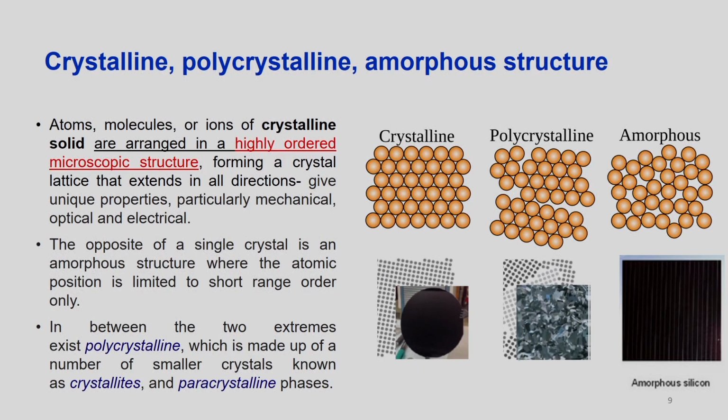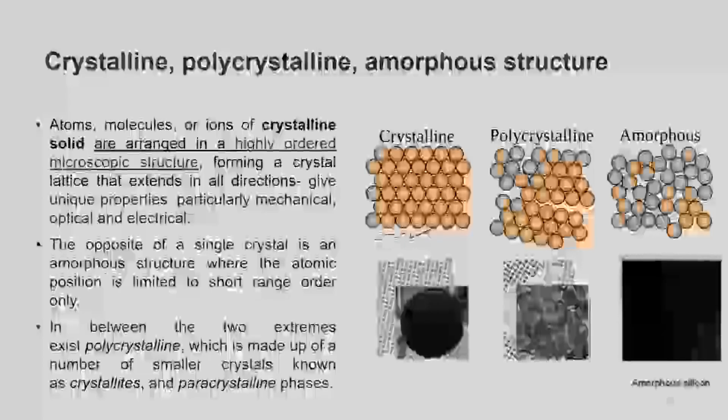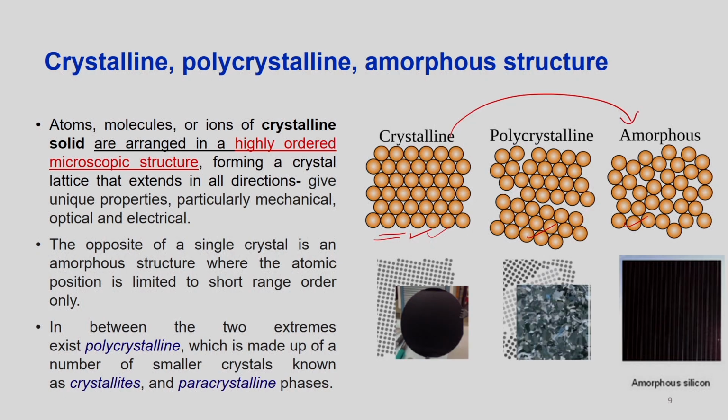Now see the structure of crystalline, polycrystalline and amorphous solar cells. In case of crystalline structure, the constituents like atoms, molecules and ions are arranged in a highly ordered microscopic structure. What you can see, these are highly ordered microscopic structures, and this forms a crystal. And this gives unique properties, particularly mechanical, optical and electrical. It gives mechanical strength, optical properties, light can enter, and very good electrical properties. And the reverse of this system is something called amorphous systems.